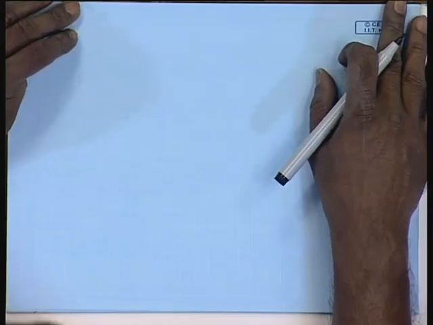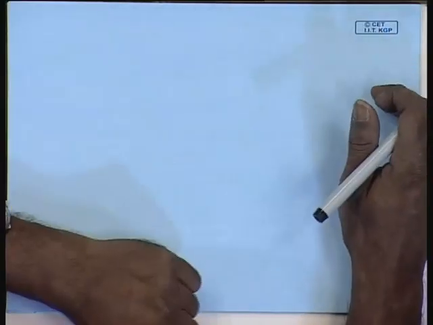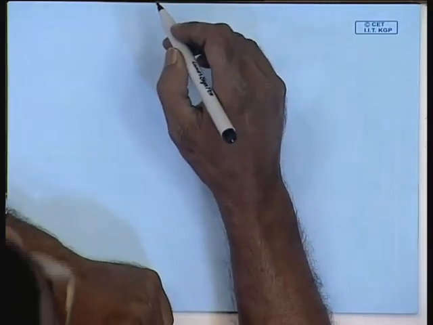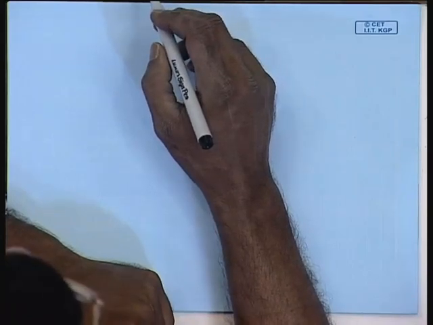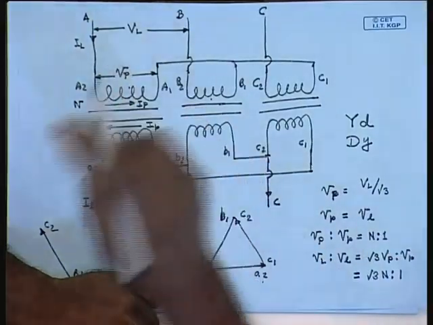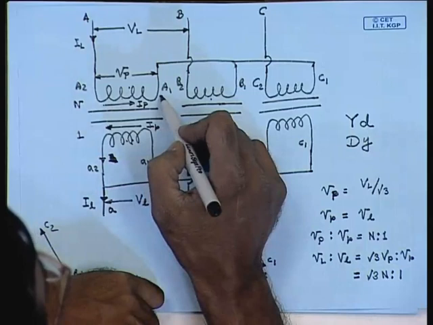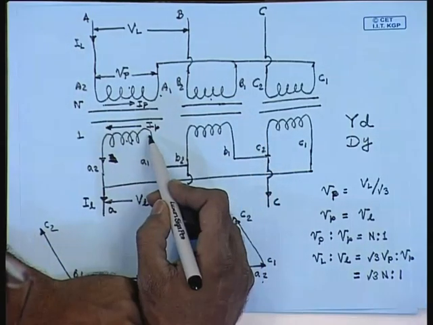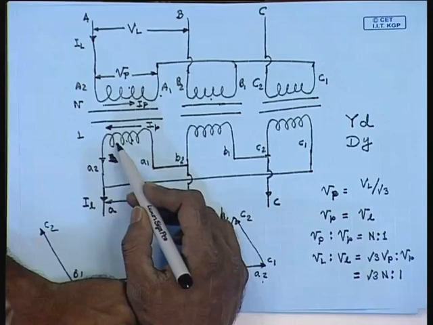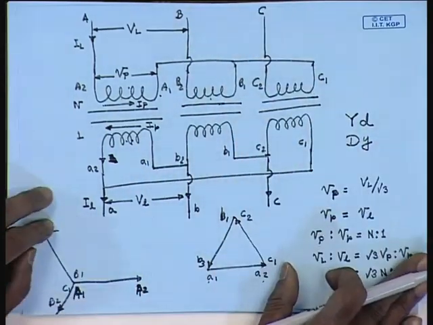So, what will be the current phasor diagram? Again, the currents I capital P and I small p will be in phase in this diagram. So, the current flowing from A2 to A1 will be in phase in the second with the current flowing from A1 to A2 in the LV side in the same phase. So, let us first draw the currents on the primary side, that is the HV side.